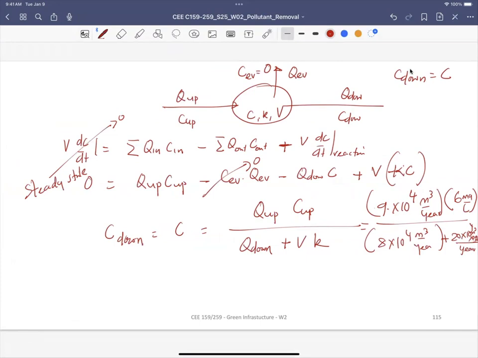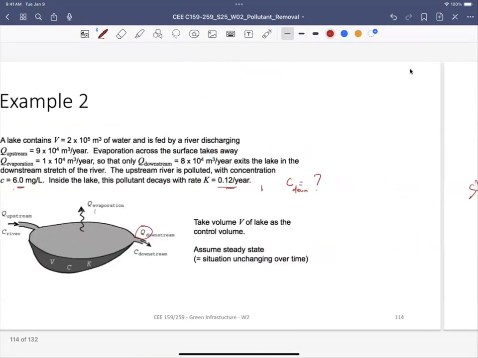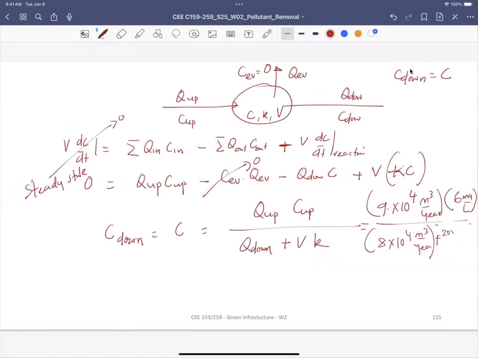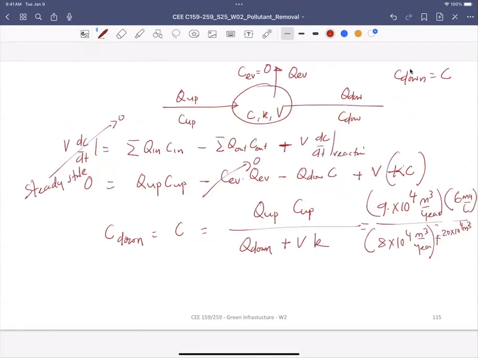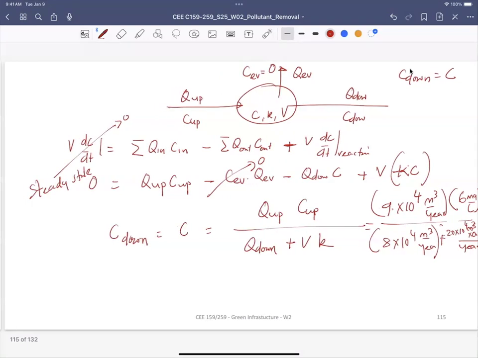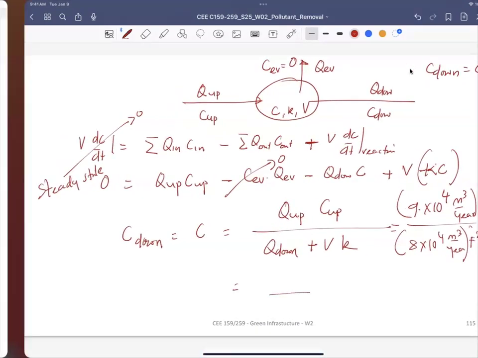There you go. If I write this out, let's put this in: plus V, which is 20 times 10 to the power 4 meter cube, times 0.12 per year. So everything cancels out, and you'll get milligram per liter.